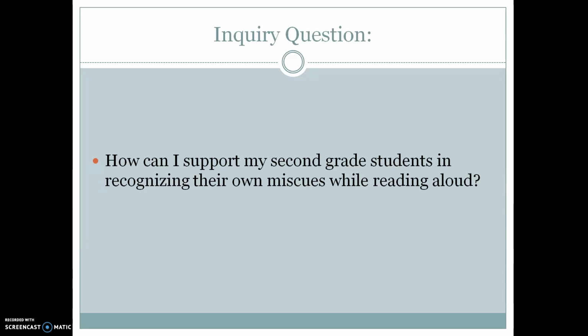I picked this question because I thought that it was important. I've struggled with how I can support my students in this sense with their oral reading. I would like them to attend to their own miscues instead of just reading over them. I would like them to recognize and fix them without my help. So I wanted to learn more about this question that I have.